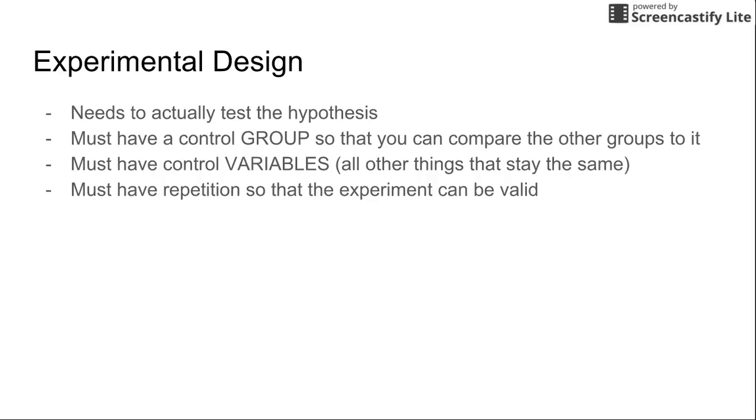When you do an experimental design, you need to actually test the hypothesis. It also must have a control group so that you can compare the other groups to it. On top of a control group, you also need control variables, and these are all other things that stay the same. You also must have repetition so that the experiment can be validated. So you need to do this over and over again. So you have multiple trials to show that the same trends continue to happen.